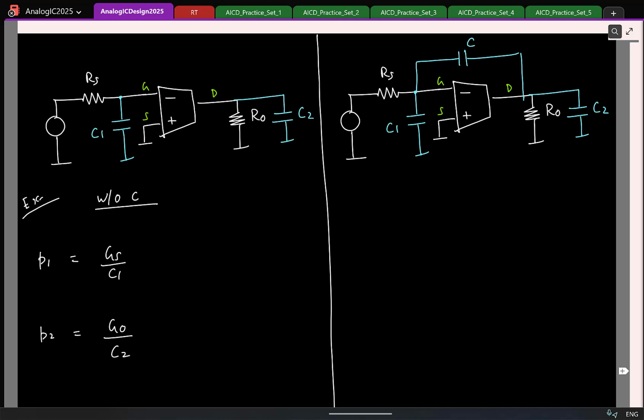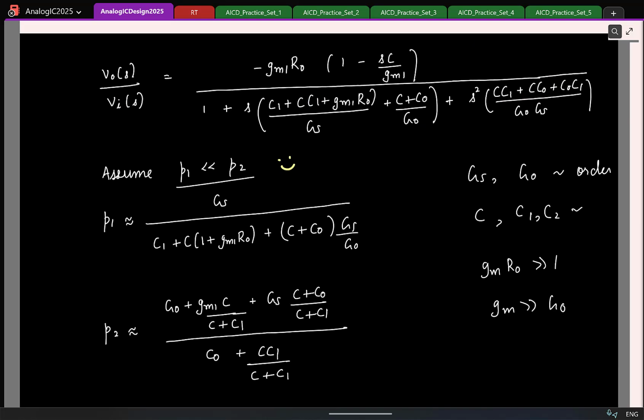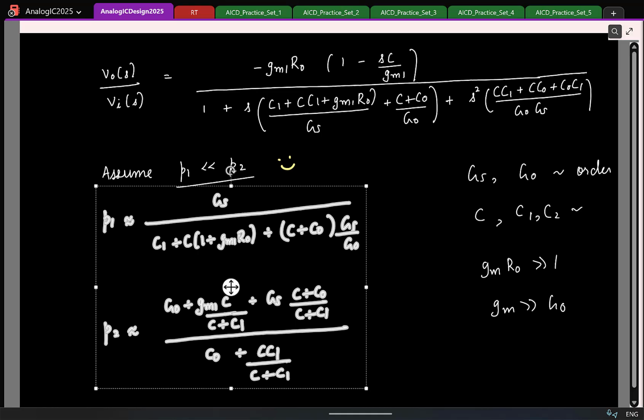And I got some long things for poles. Let me just copy paste it. Don't have to copy this for now, don't worry.